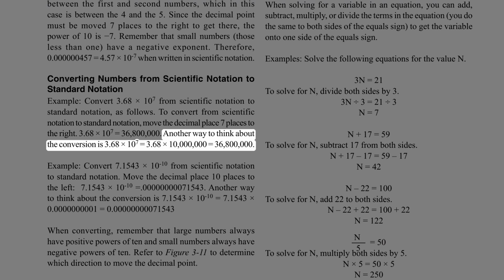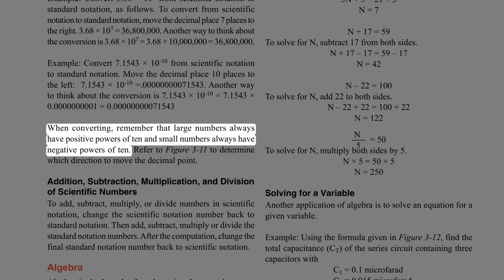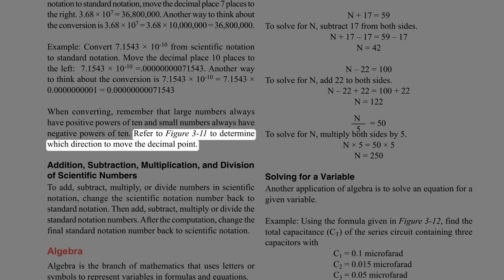Another way to think about the conversion is 3.68 times 10^7 equals 3.68 times 10 million equals 36,800,000. When converting, remember that large numbers always have positive powers of 10 and small numbers always have negative powers of 10. Refer to figure 3-11 to determine which direction to move the decimal point.